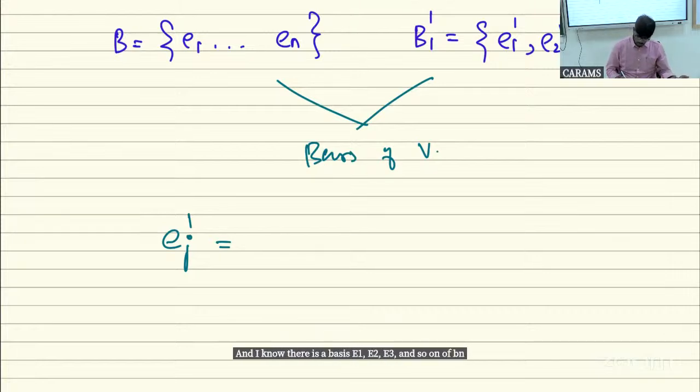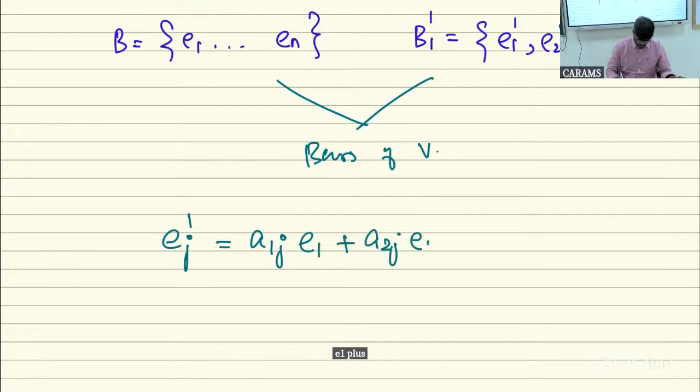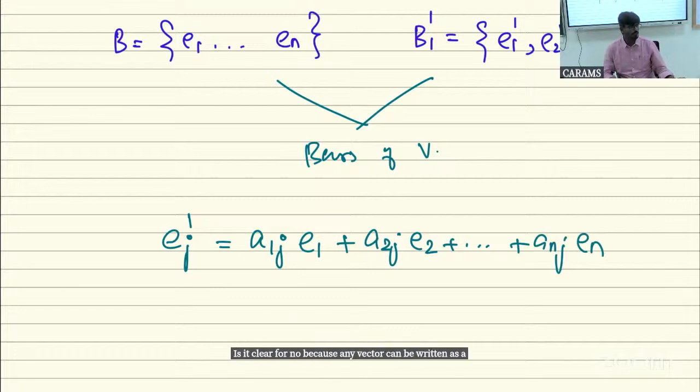So what I can do now is find a set of scalars. Let's call them A1j, so Ej prime equals A1j E1 plus A2j E2 plus and so on plus Anj En. Am I right? Is it clear for now? Because any vector can be written as a linear combination of the elements of the basis.